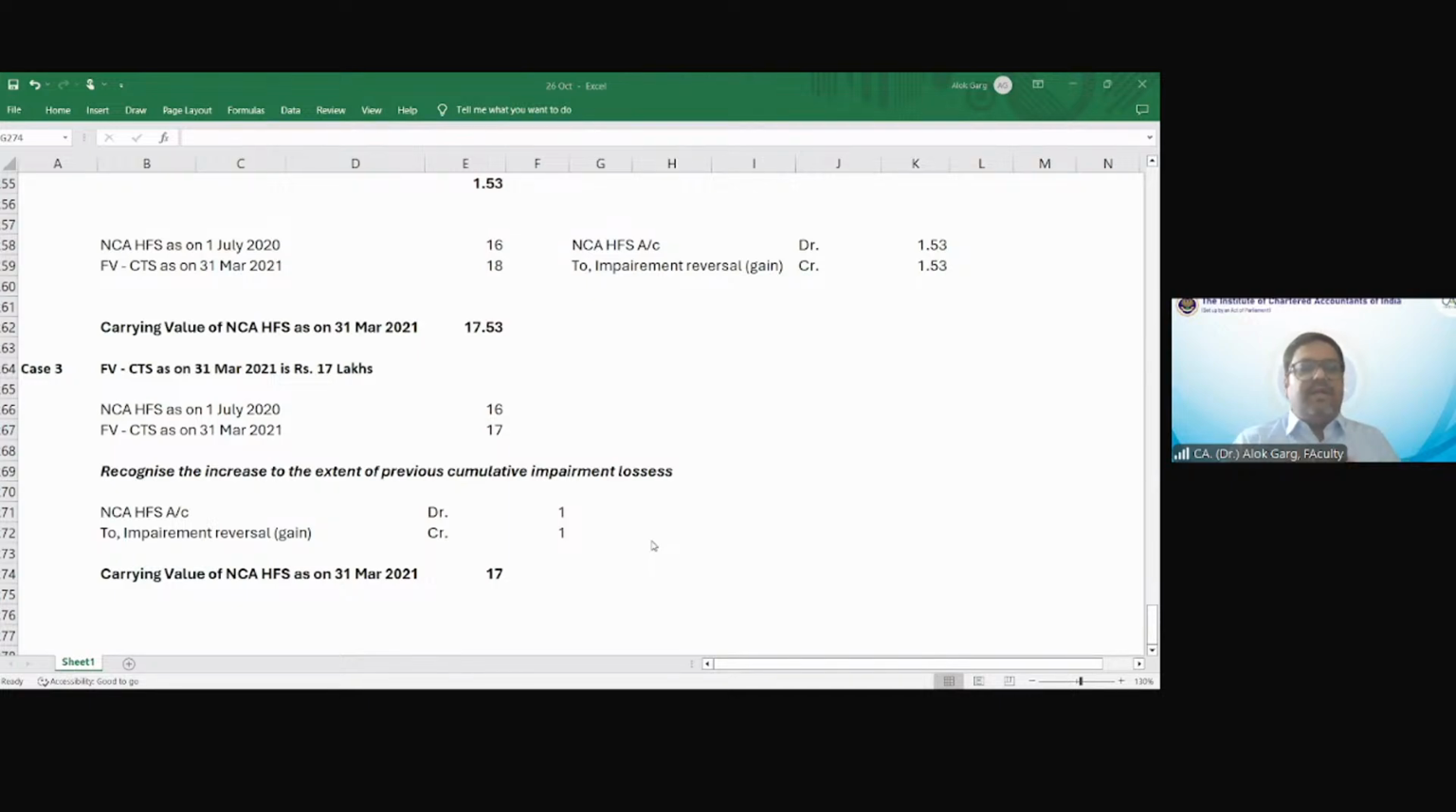Hemant is asking, why should we account for new fair value less cost to sell? There is already a sale agreement. Okay, Hemant, first of all, tell me if there is a sale agreement, but in whose balance sheet is this asset existing? While there is a sale agreement, this asset has not actually been sold out. The asset is still existing in the seller's book, the company's book.